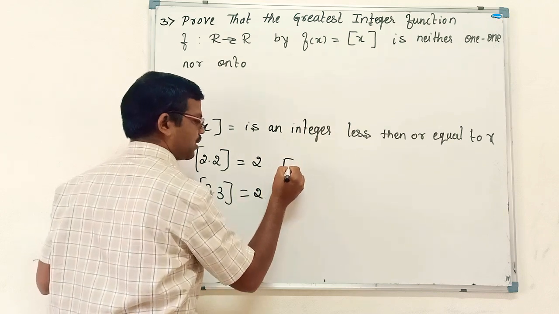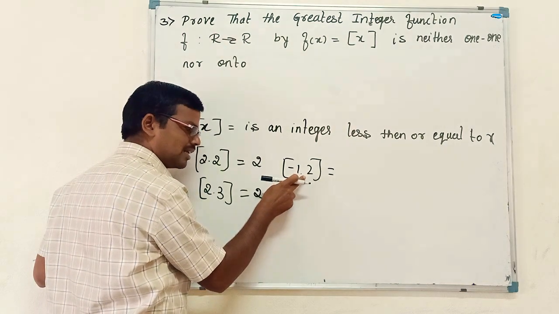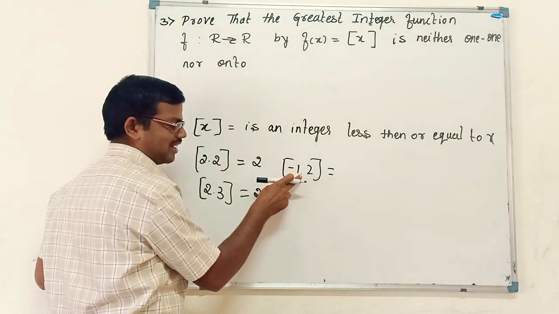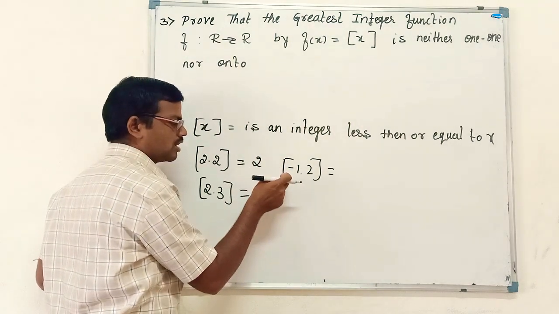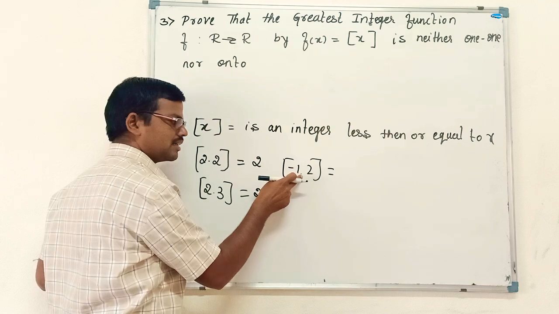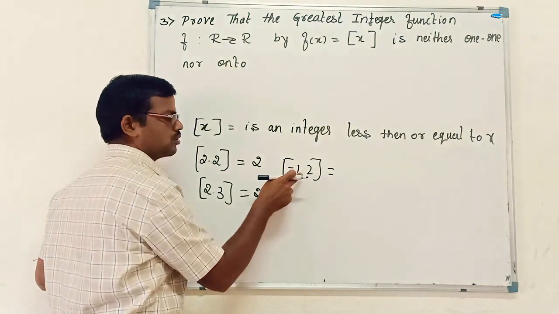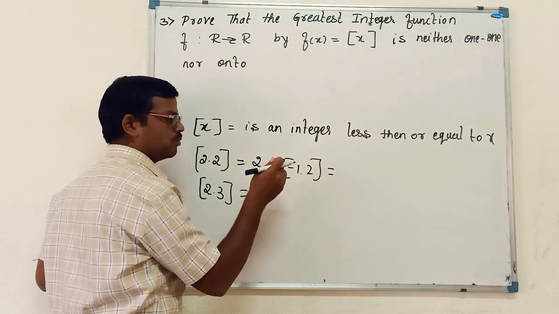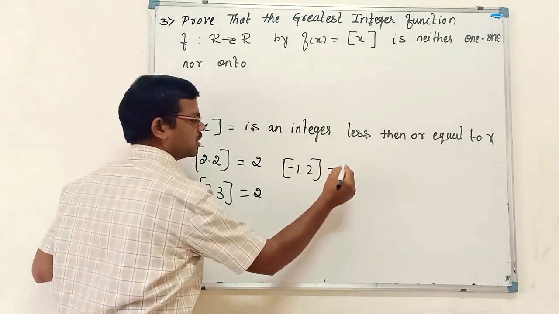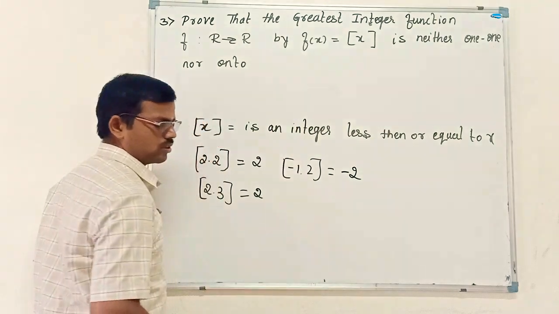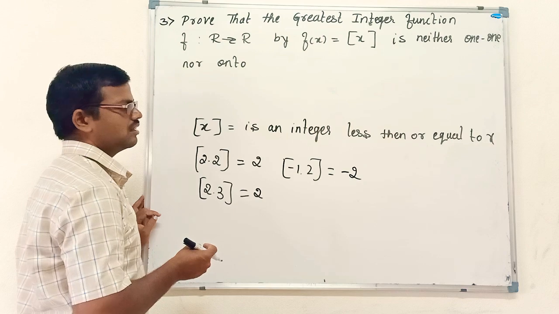Suppose we take minus 1.2. Which is an integer less than minus 1.2? Minus 1.2 is not an integer, it is a real number. Minus 1 is not less than minus 1.2, it is more. Then which is the integer less than minus 1.2? That is minus 2. Like this we have to find out the images of the greatest integer function.